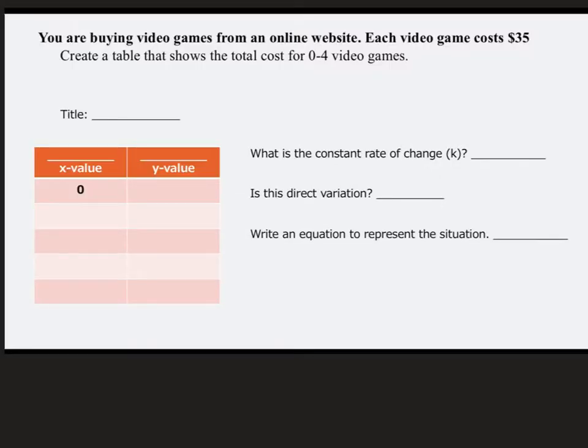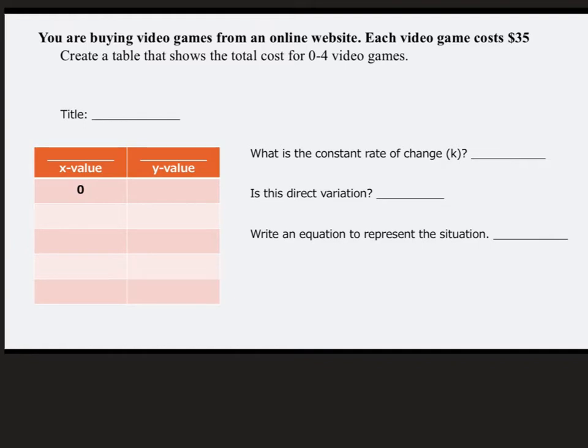All right, our first slide gives us a scenario. It says you are buying video games from an online website. Each video game costs $35. Create a table that shows the cost for 0 to 4 video games. So first thing we're going to do is label our title and our X values and our Y values.